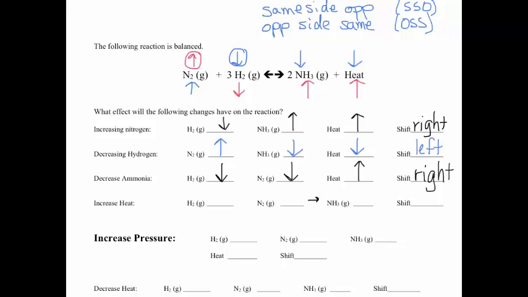So if we are going to increase the heat on the same side of the reaction arrow, the opposite thing's going to happen. Same side, opposite. So ammonia will decrease. On the opposite side of the reaction arrow, so that's our ammonia and our hydrogen, the same thing's going to happen, which was an increase. This one's pretty obvious. The shift will be to the left.